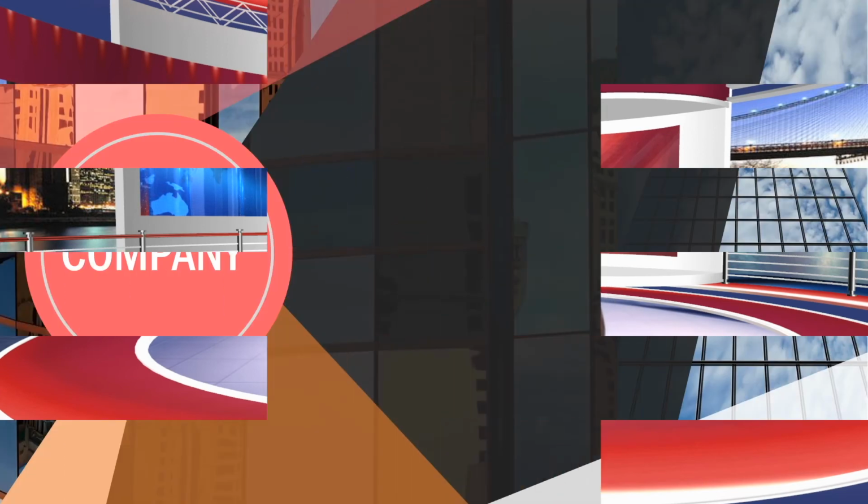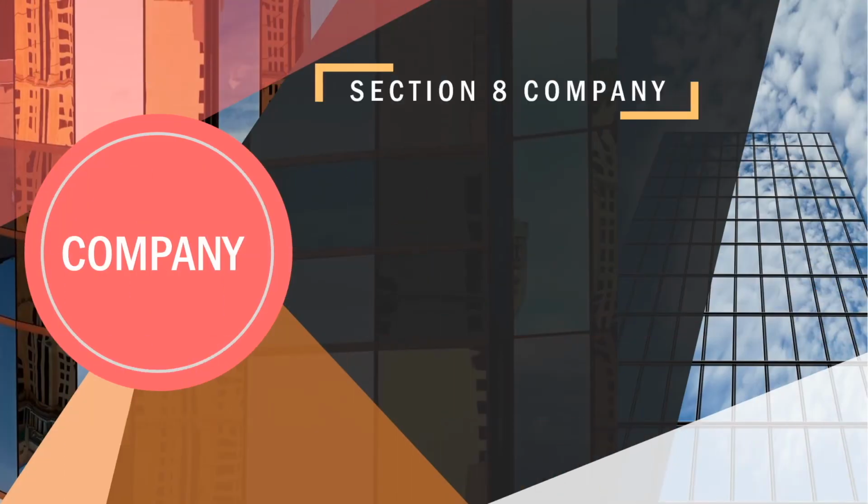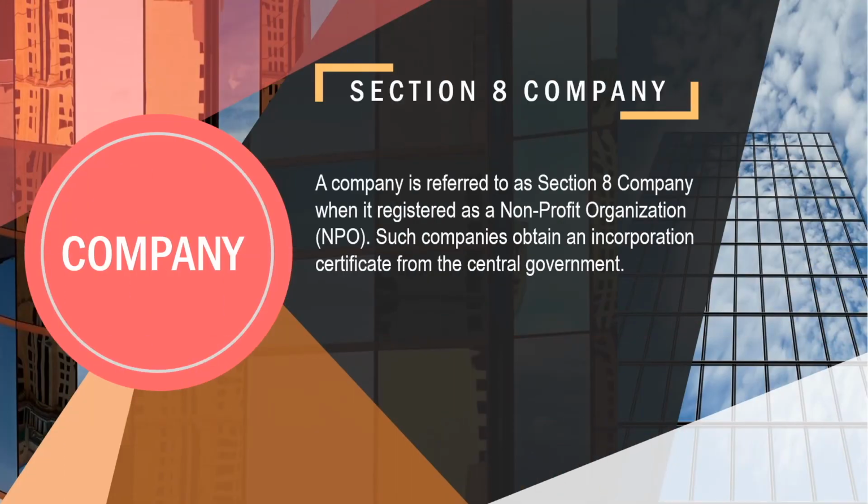The next is the section 8 company. A company is referred to as a section 8 company when it is registered as a non-profit organization, or the NPO. Such companies obtain an incorporation certificate from the central government. Its manner of carrying out the operation is similar to any other limited company, and even the rights and duties of a limited company and NPO are alike.